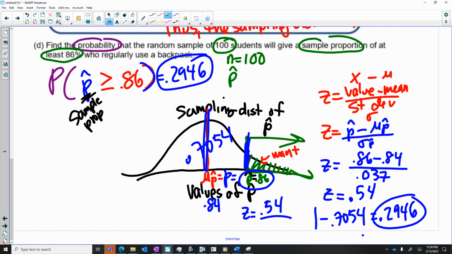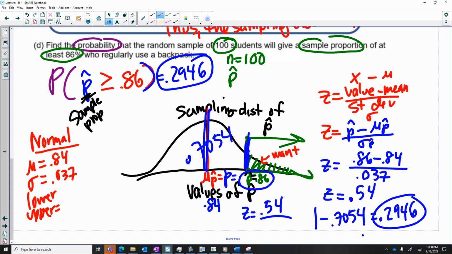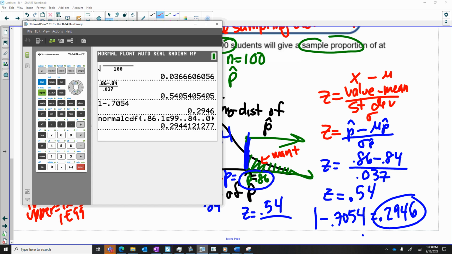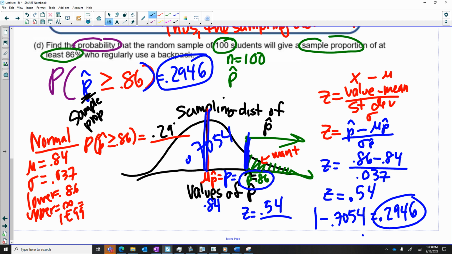So if you are using the calculator method, you want to state that it is normally distributed. And you want to say the mean, the standard deviation, the lower bound, the upper bound, and you want to write the notation. So the mean was 0.84, the standard deviation was 0.037, the lower bound was 0.86, the upper bound was infinity, or 1 EE99, and then the notation was p hat greater than or equal to 0.86, and then you could write the answer from the calculator. So I got 0.2944 for this, which is slightly different than the other method, and then technically you're done and you write from calc.